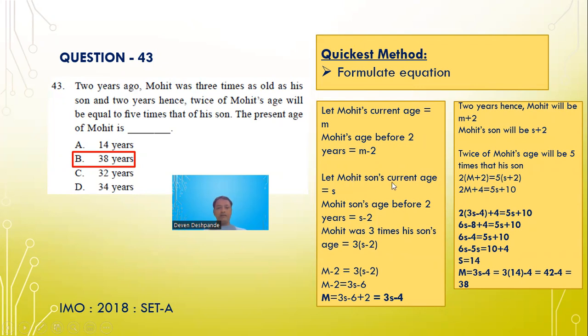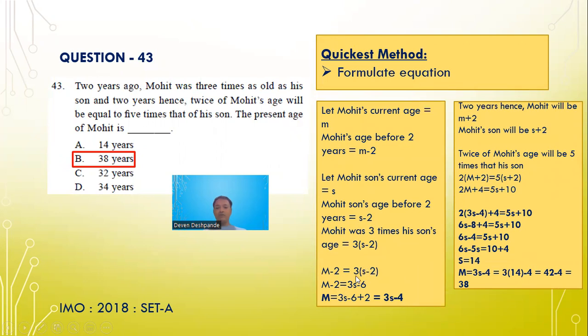Let Mohit's son's age be S. And then the son's age before 2 years will be S minus 2. So 2 years ago, Mohit was 3 times as old, isn't it? M minus 2 was 3 times as old as S minus 2. 2 years before, Mohit's age was M minus 2, and 2 years before, the son's age was S minus 2. So 2 years before, M minus 2 was 3 times S minus 2.